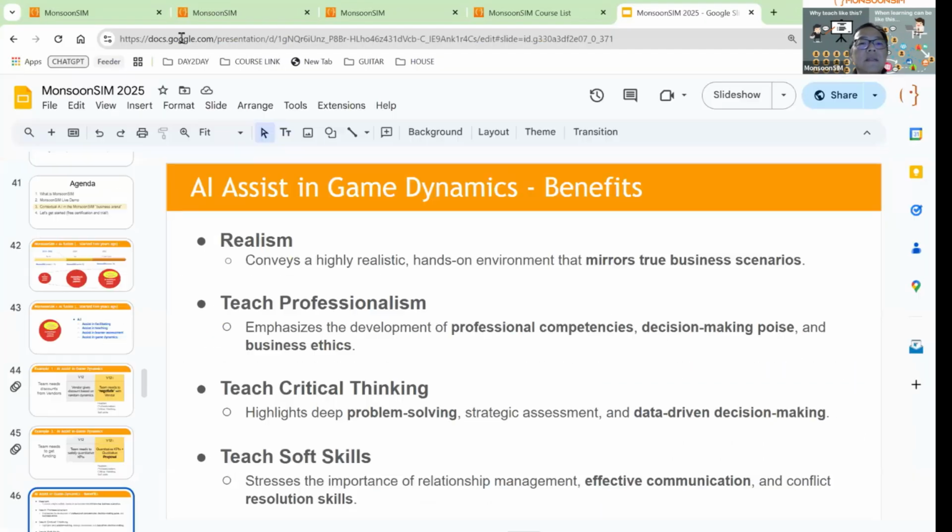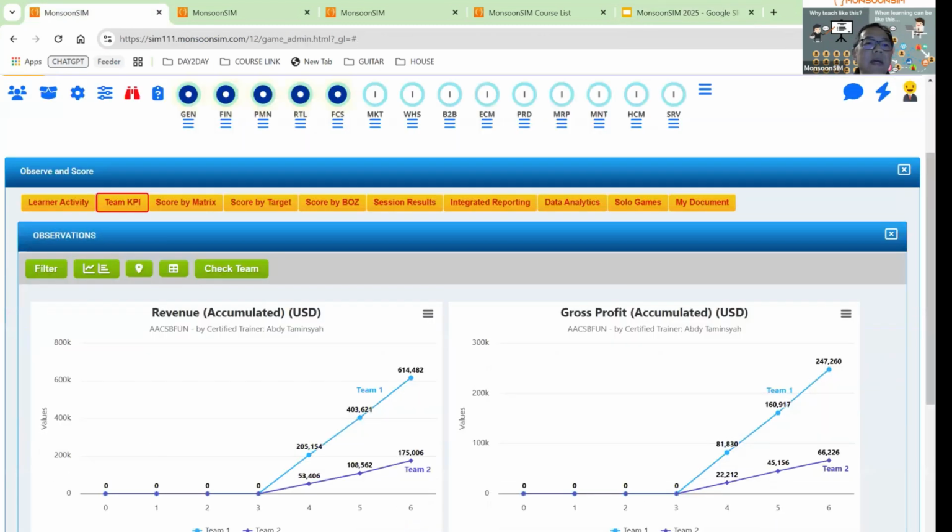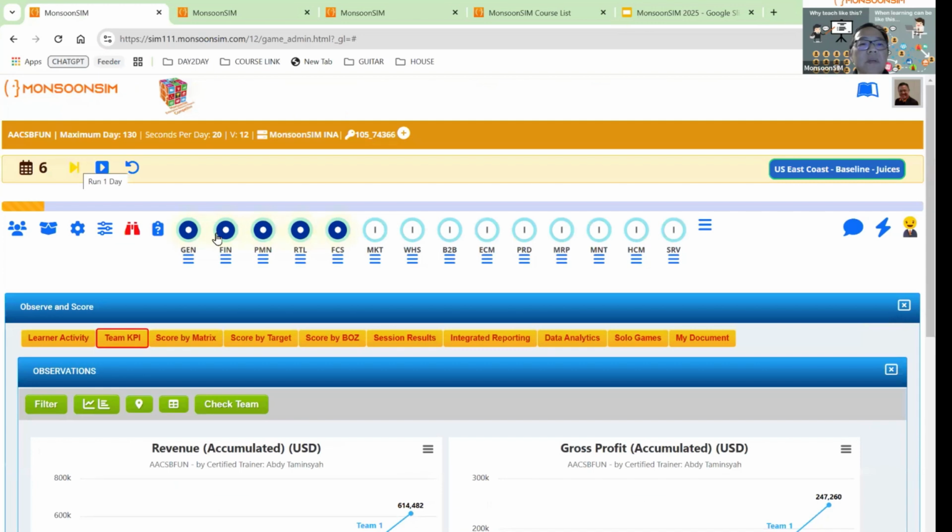So that is the AI part. Now I'm going to give you an example of the power of AI. For example, let's suppose I'm here. Let's say I run for a few more days, say day 9, day 10. I give you an example.